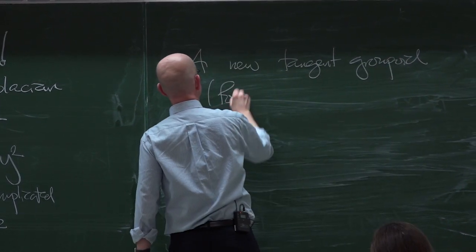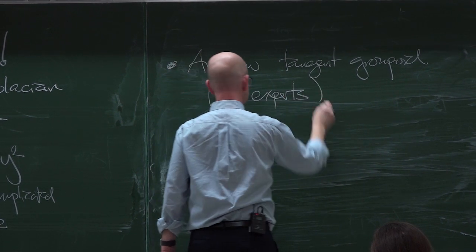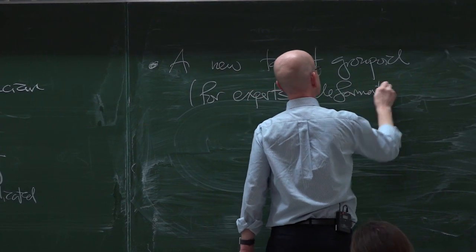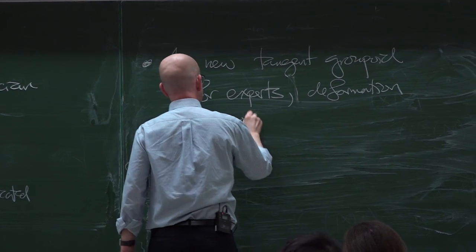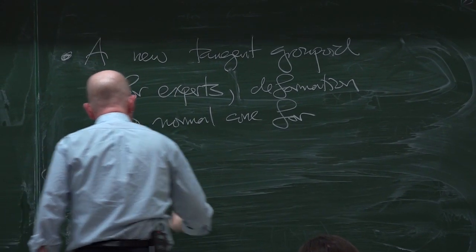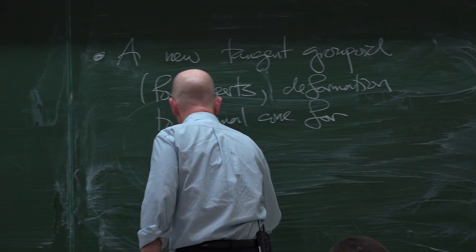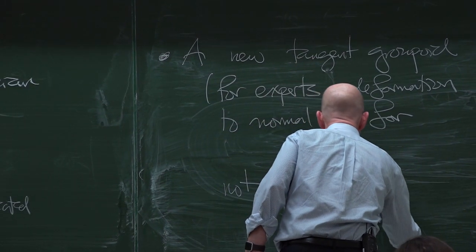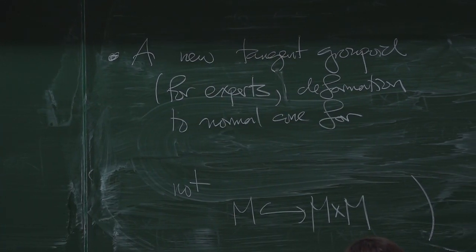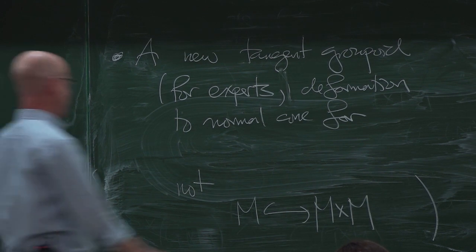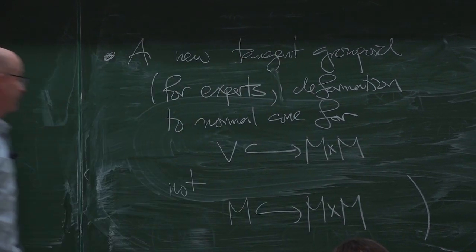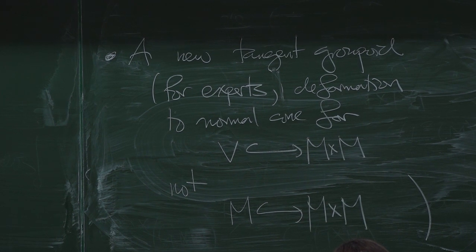And let me just tell you what it is for experts. It's the deformation to the normal cone. I'll leave that blank for a moment. So there's a certain construction which, if you apply it to the diagonal embedding of m into m times m, gives you the entire theory that I spent the hour telling you about. But what you're supposed to apply this to is not m sitting inside of m times m, but v sitting inside of m times m.